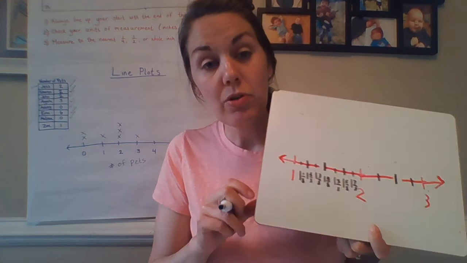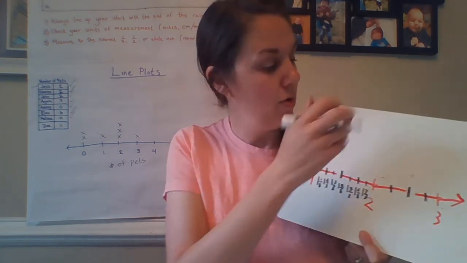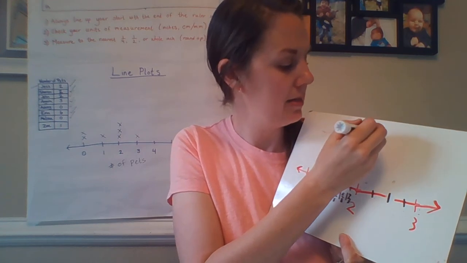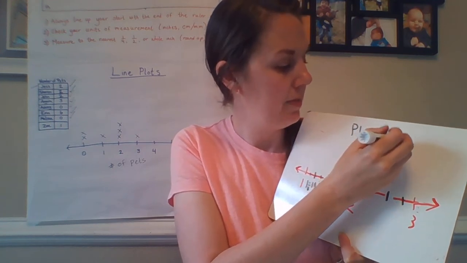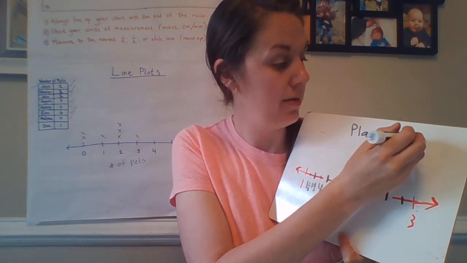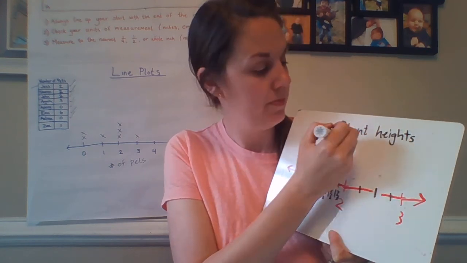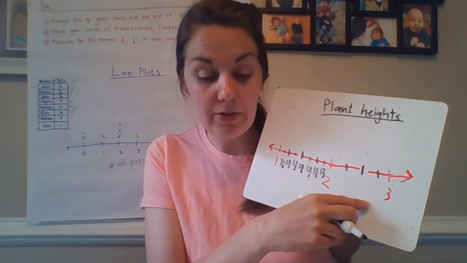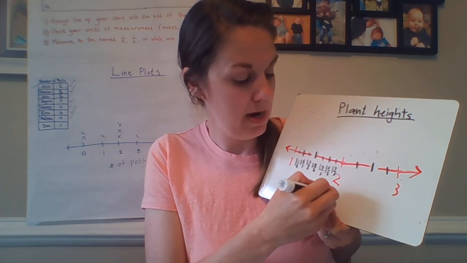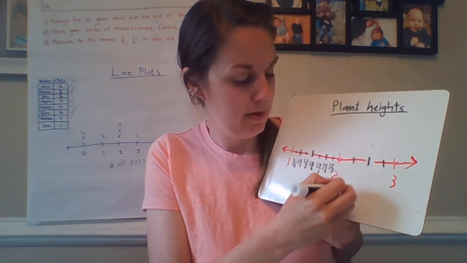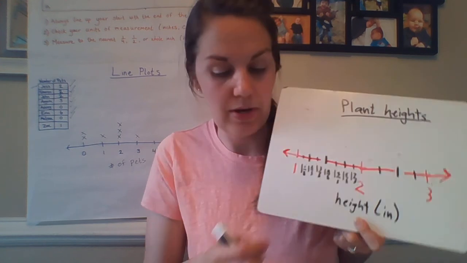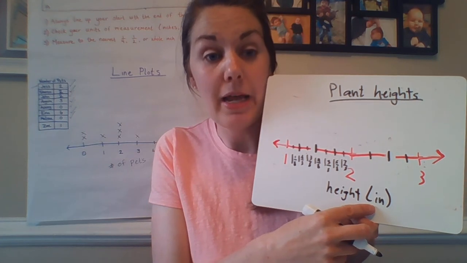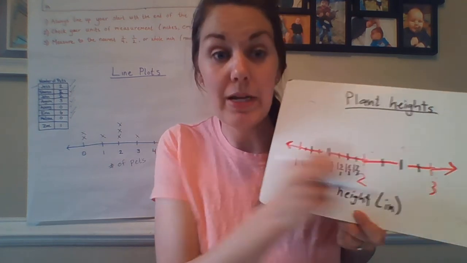Then make sure that you have your labels. So the title of our line plot is going to be Plant Heights, because that's what we're talking about. And we're also going to draw a label for our scale down here, which is going to be height in inches. And you can write that as height and then in parentheses the abbreviation IN for inches. So each of these is going to stand for 1 inch.